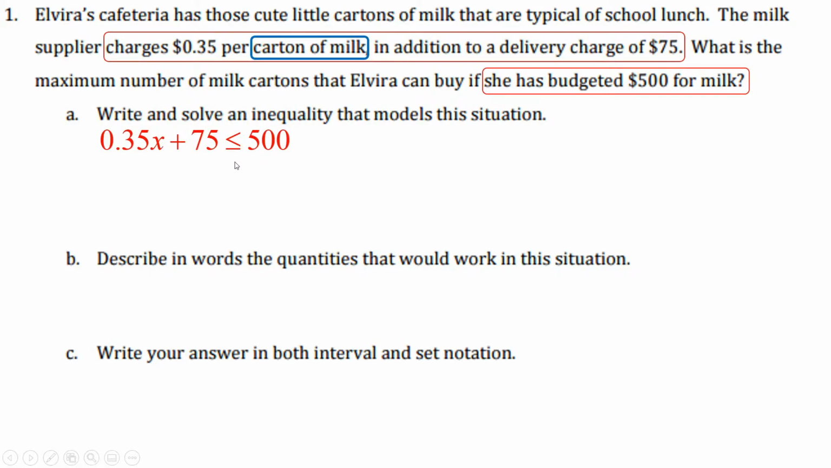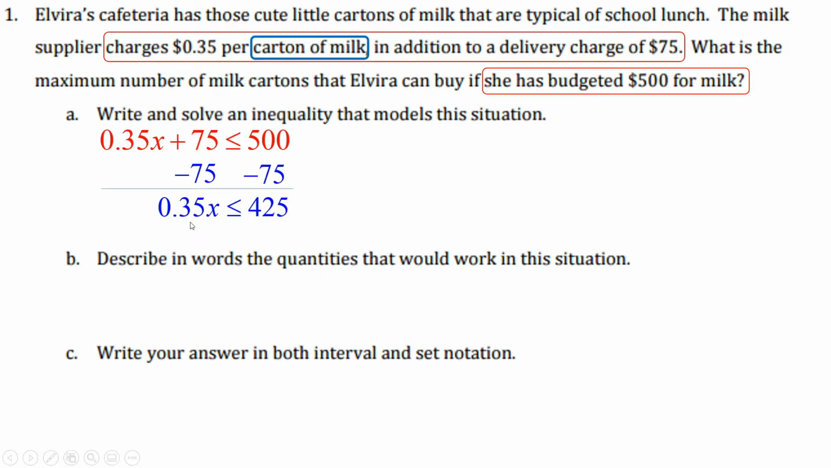So let's solve it. You guys are experts at solving inequalities. It's just like solving an equation. The first thing you want to do is undo that addition of 75. What undoes addition? Subtraction. Now just rewrite your inequality, bringing down the less than or equal to. On the left, we have 0.35x plus 75 minus 75. Those are like terms, and they cancel, leaving 0.35x. And on the right, we have 500 minus 75. That would be 425.